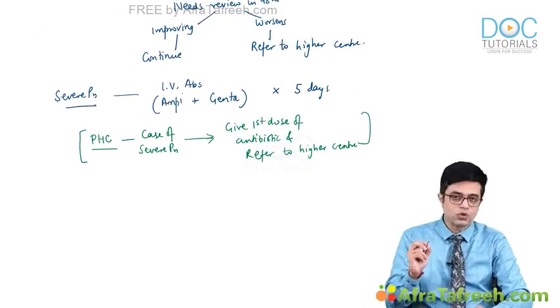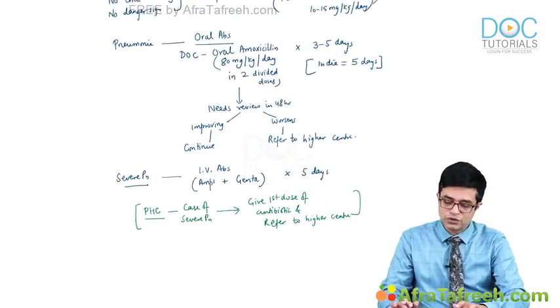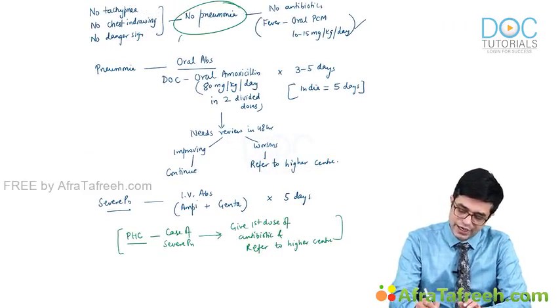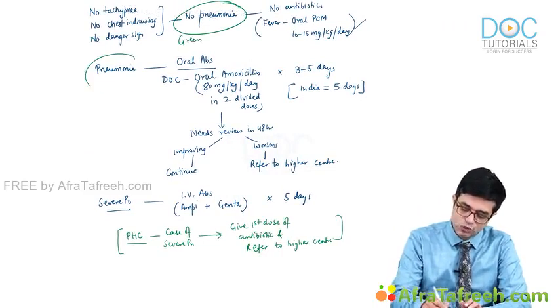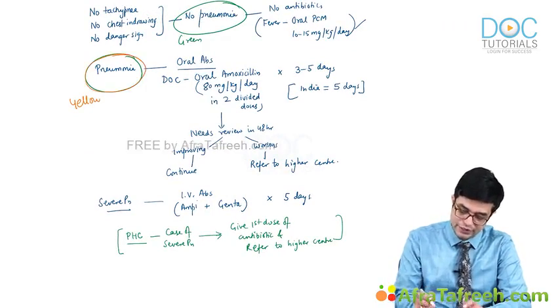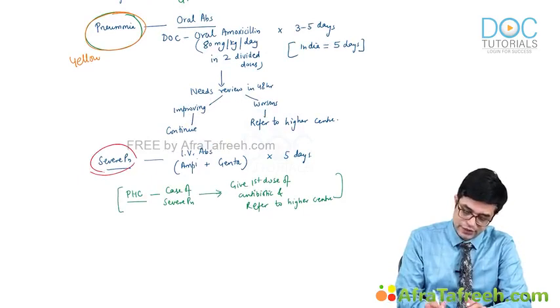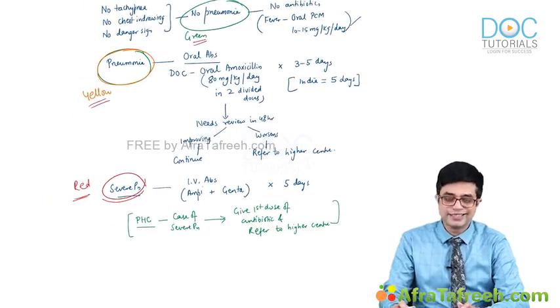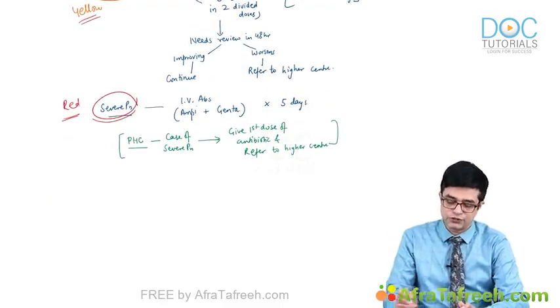There is also a color coding which is used in the IMCI protocol. Just remember that children with no pneumonia are labeled as green, children with pneumonia are labeled as yellow, and children with severe pneumonia are labeled as red. So this is the color coding that is sometimes followed. So this finishes the discussion of pneumonias in children.